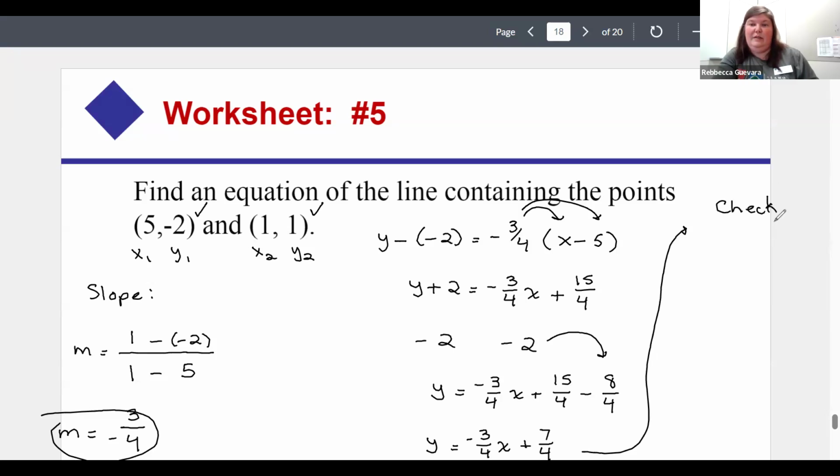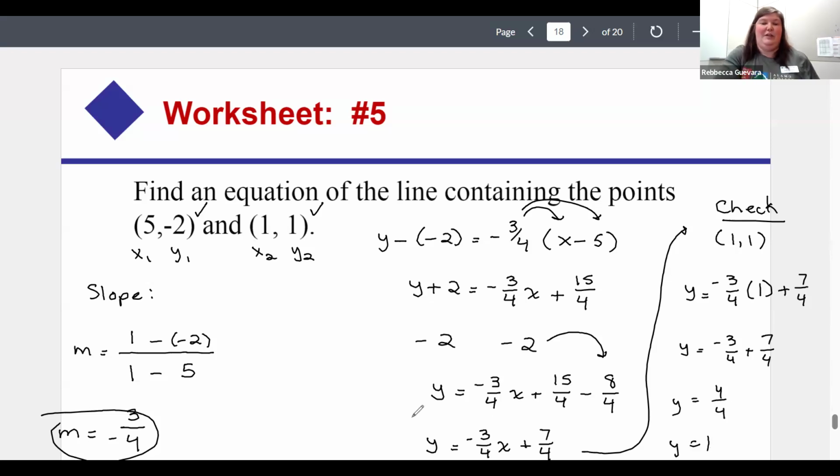Okay. Now to check it, we're going to check with our remaining point 1, 1. So y equals negative 3/4 x plus 7/4. We'll replace x with 1. And if we get the right answer, y should be 1. So minus 3/4 plus 7/4 will leave me with 4/4, which is equal to 1. So yes, this is correct.